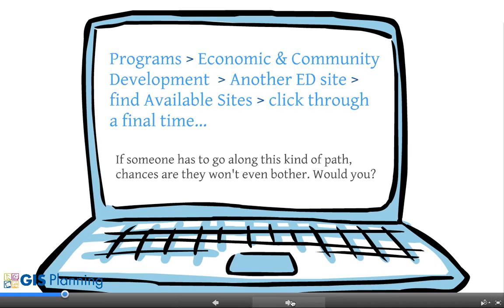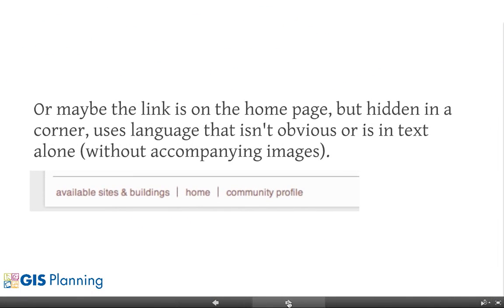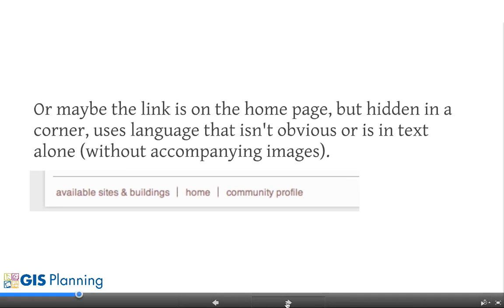Would you? In many cases, website analytics show us that people are not willing to do that kind of scavenger hunt in order to find the thing that they're looking for. We really want to make sure this is easy for them to find. Another thing that we sometimes notice is that the link may be on the home page, but it isn't always written in language that's obvious, or it may be in text alone without any accompanying images. We know that images are really important to encourage people to click through. This is all user experience metrics that we're able to gather.